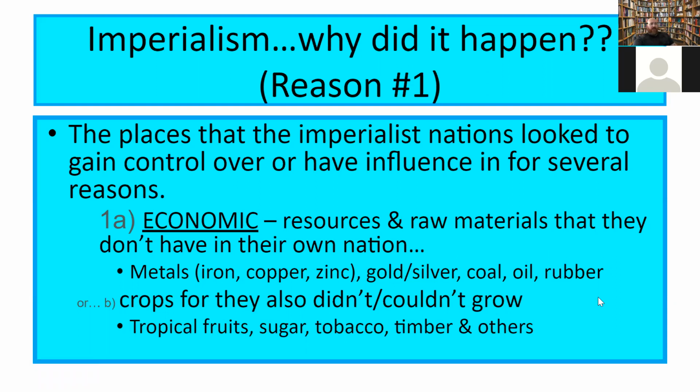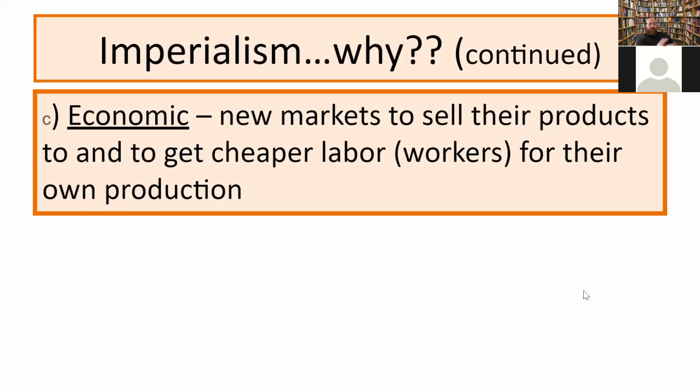Also crops, right? Things were brought back into Europe that became part of the staple diet but were not grown in Europe. And so they had to continually get them from other places, right? And of course, new markets to sell their products, right?